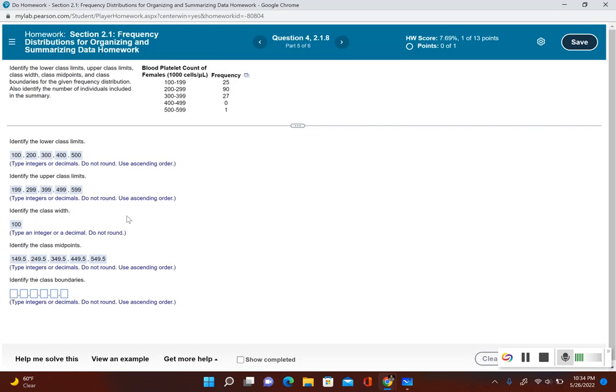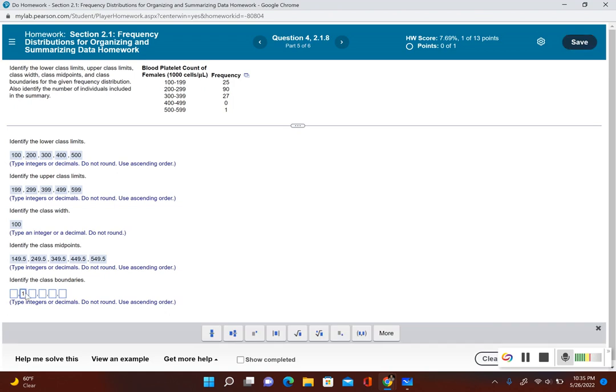Now the class boundaries, this one's a little bit trickier. To find the class boundaries, I'm going to take the second lower class, which is 200, and the first upper class, which is 199. I'm going to add those together. That gives me 399, and then divide it by 2. So 200 plus 199 gives me 399, and then divide that by 2. That gives me 199.5. Now that gives me the second class boundary.